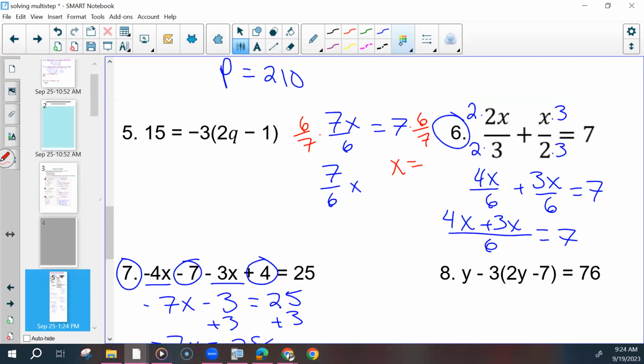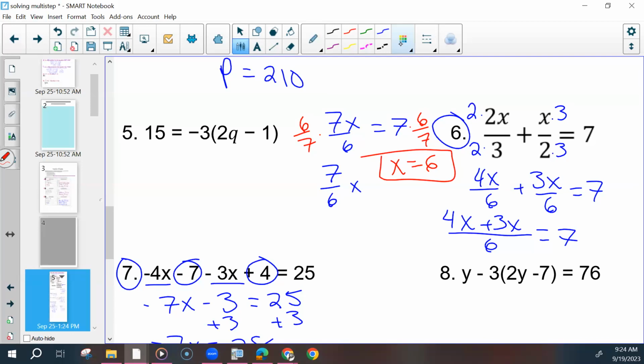So that x equals what? If I were to put 6 in, 2 times 6 is 12. 12 divided by 3 is 4. 6 over 2 is 3. 3 plus 4 is 7. That works.